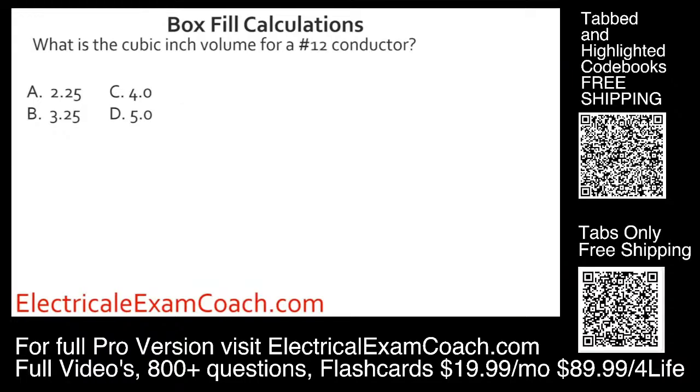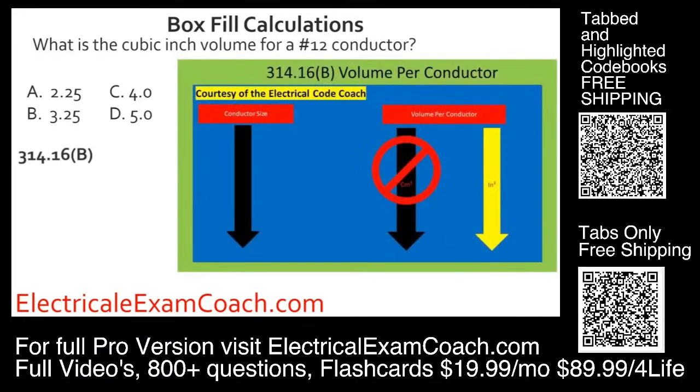What is the cubic inch volume for a number 12 conductor? Head back to 314.16(B), start on the left-hand side and find our size conductor, then cross over to the cubic inch volume, and it's stating that for every number 12 that's in that box, according to the count, which we're getting ready to learn, takes up 2.25 cubic inches of that box.